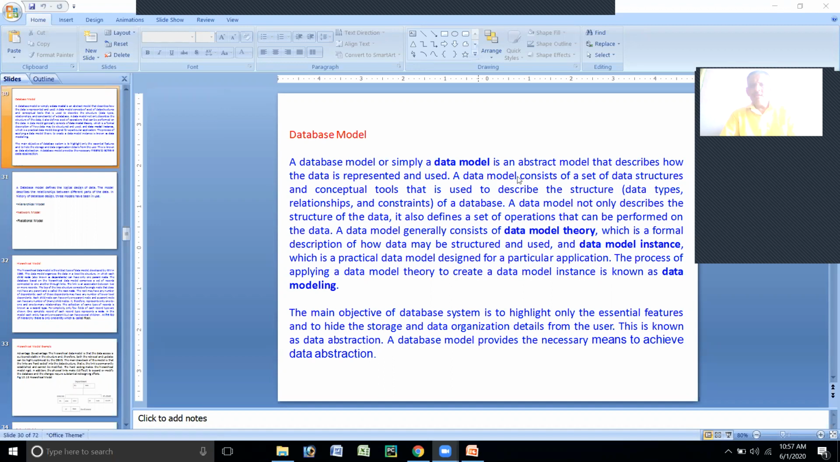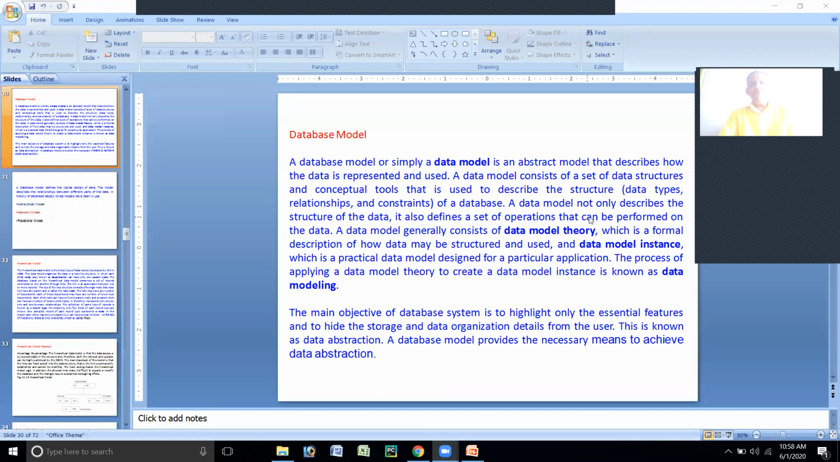A data model consists of a set of data structures and conceptual tools that is used to describe the structure. What is the second point? This consists of a set of data structures and the conceptual tools, so that you can use the concept in that data structure, used to describe the structure. Structure means, for example, data types, relationships, and constraints. Mainly data types and relationships can be used in structures.